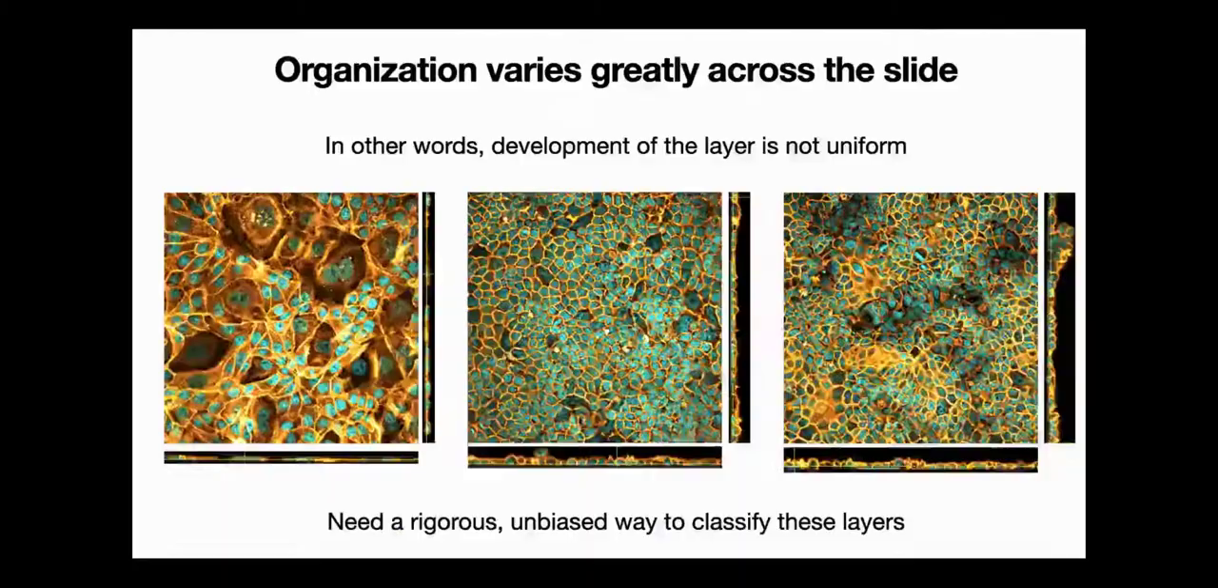So these monolayers look quite good, and by looking at them we could tell they're a layer. But actually we see a lot of variation in the organization across the slide. We can see areas that are very sparse and very flat.